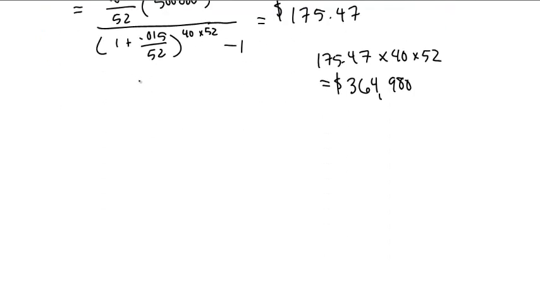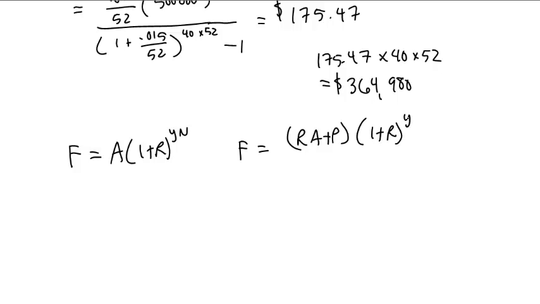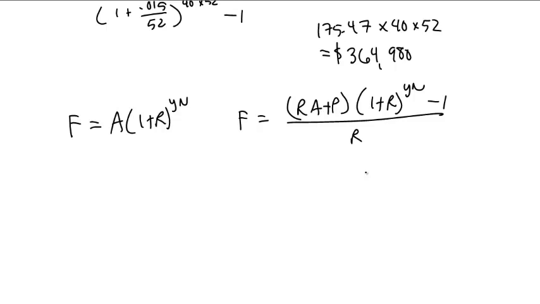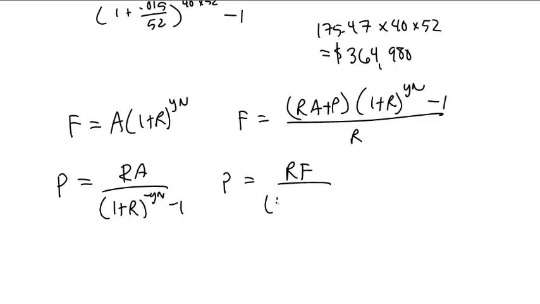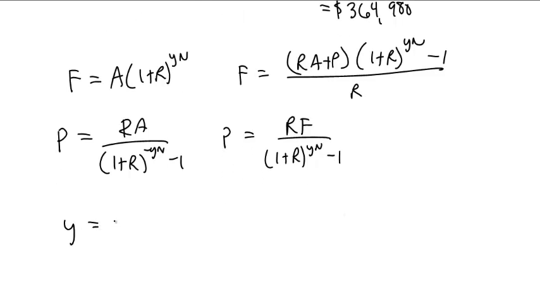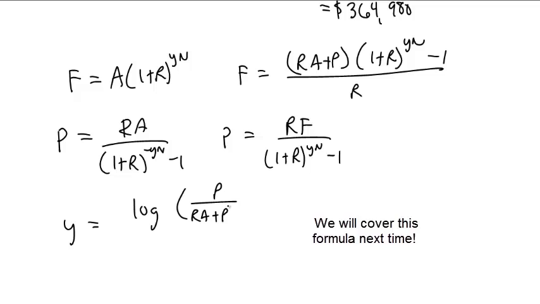On a test, it's just going to say F equals A times (1 plus r) to the yn. It's going to say F equals (ra plus p) times ((1 plus r) to the yn minus 1) over r. It's going to say p equals ra over (1 plus r to the minus yn, minus 1). It's going to say p equals rf over ((1 plus r) to the positive yn minus 1). And it's going to also say y equals log of (p over (ra plus p)) over n times log of (1 plus r).